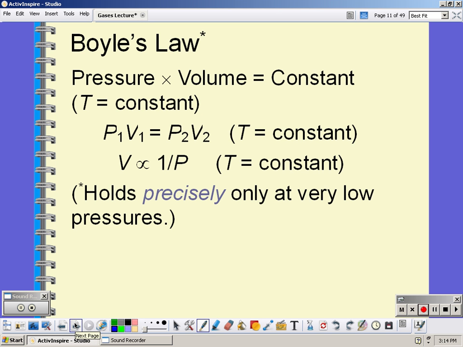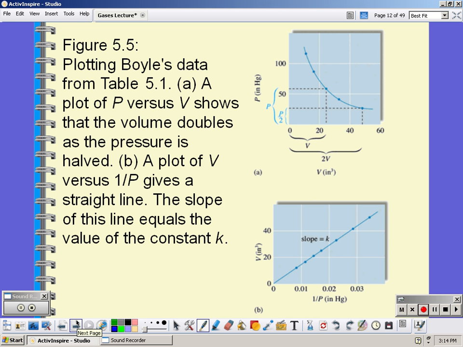It holds precisely only at very low pressure. So as soon as you start increasing the pressure, Boyle's law doesn't really hold true anymore, but it is true for our ideal gases. If we were to look at a graph, you would notice that if you just did pressure versus volume, you get a curve. But if you do volume versus inverse pressure, you would get a straight line, so that the slope is our constant, and that allows us to say V1 times P1 equals V2 times P2. So you need to remember that for Boyle's law, V and P are inversely related to each other.